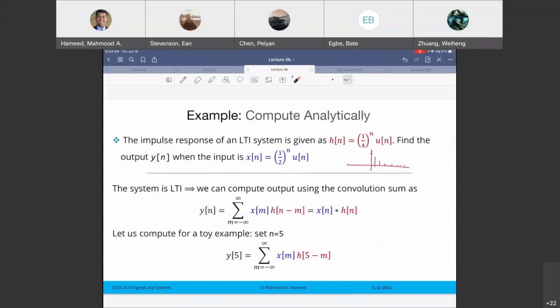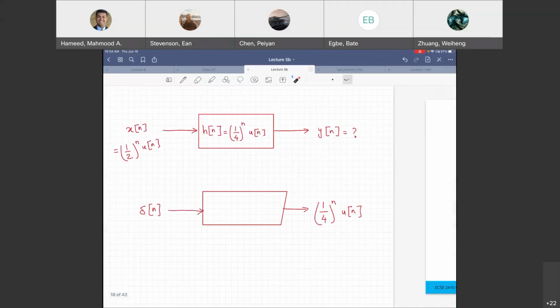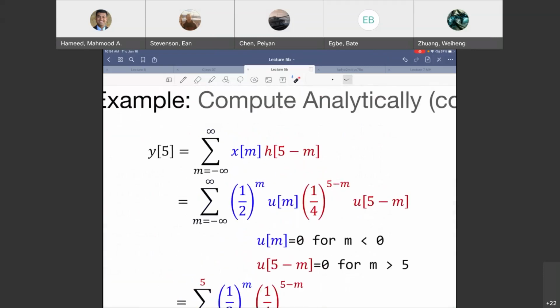So I need to run through that. Let's try to run through this. Mathematically, it's going to be pretty easy because of the presence of u of m's and u of n's. So let's see. Y of n, we are still computing just one element in the output. How many elements are there in the output?